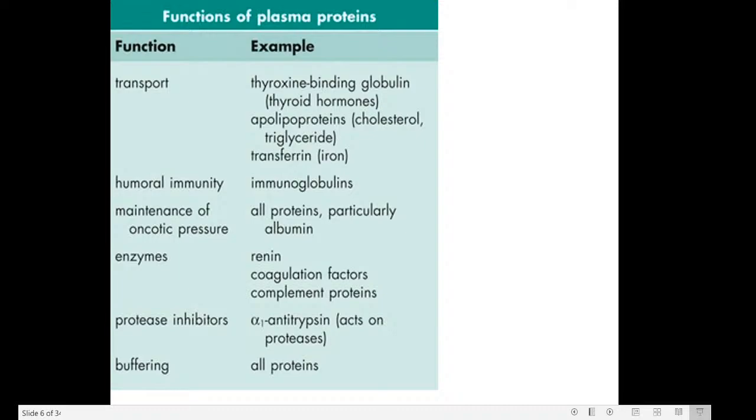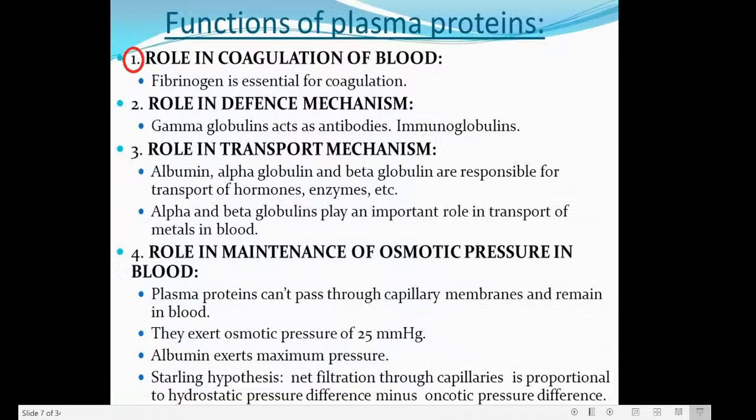Those inhibitors are alpha 1 antitrypsin. It acts as a protease inhibitor. It's present in the plasma. These are all the things present in the plasma. So this is another way, that is the table form.